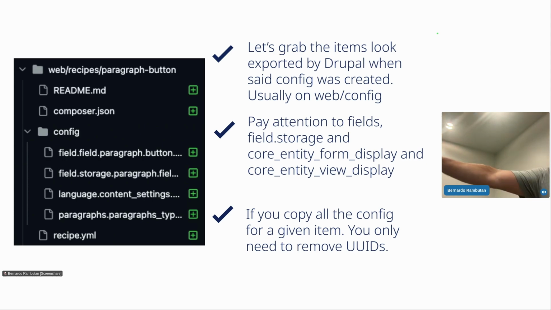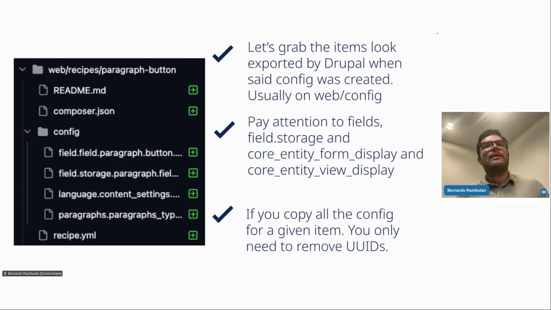So what's the basics for a recipe? You need a recipe.yaml file that has the name, and it says whether it's a recipe or any kind of type, and the configuration. Now you may notice these three files right here. Those you can get out of what you export from Drupal.